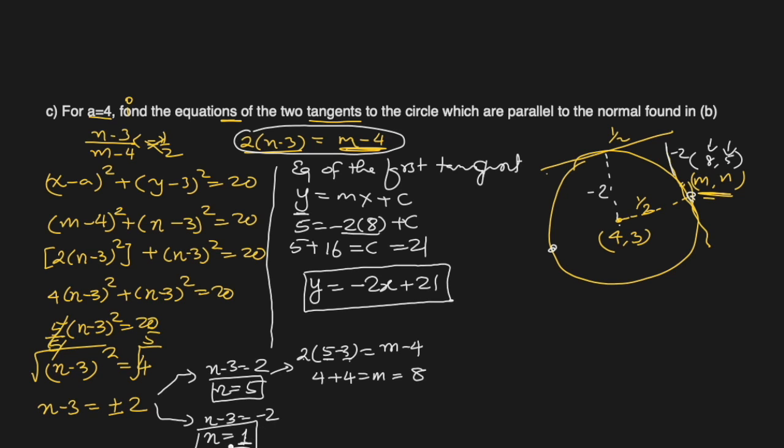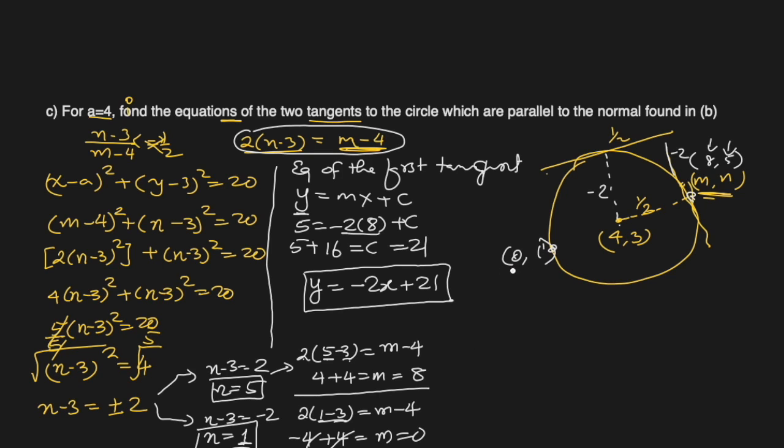Let's focus on the second one where n is 1. So we'll use the same method here. 2 times (1 minus 3) equal to m minus 4. 1 minus 3 is -2. -2 times 2 is -4. This -4 will come to the left side, becomes +4, so we got 0 here. So m is 0, x is 0 and y is 1.